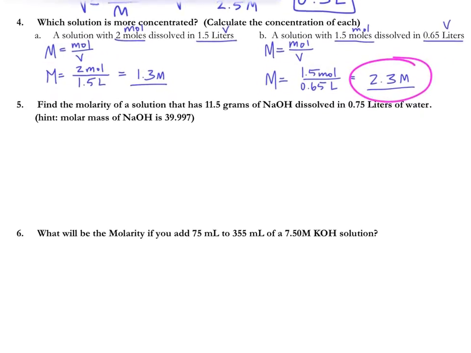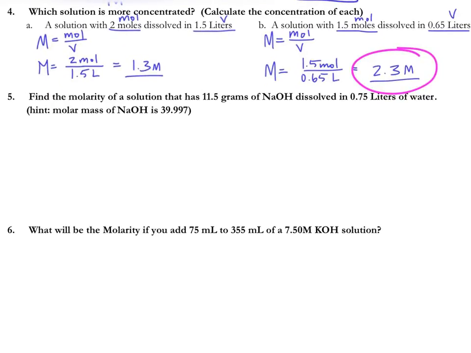All right, let's look up at number 5. Number 5 wants me to find the molarity of a solution that has 11.5 grams of sodium hydroxide dissolved in 0.75 liters of water. And it gives you a hint here to find the molar mass of sodium hydroxide, and it's 39.997. Okay, so let's look at what we have here. Okay, it gives me grams, and grams measure mass.